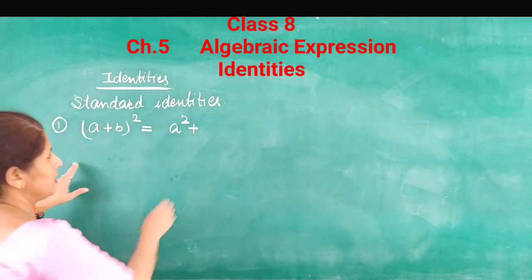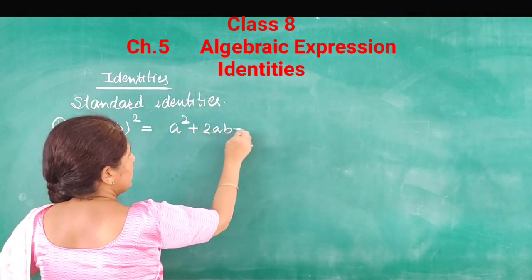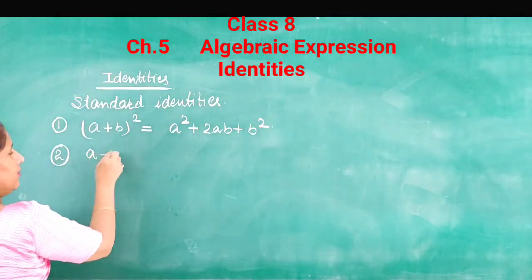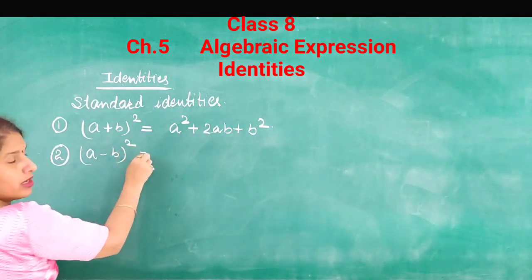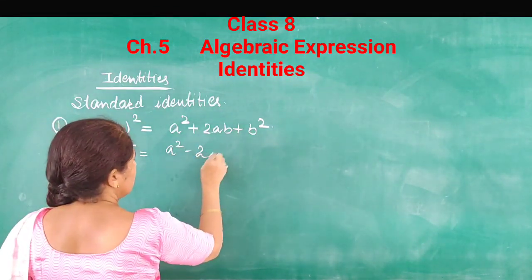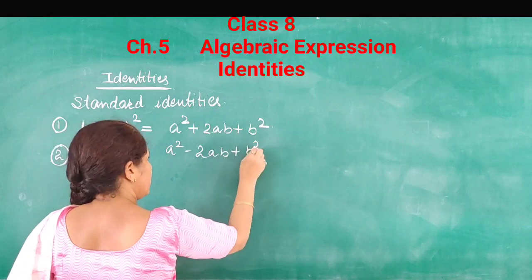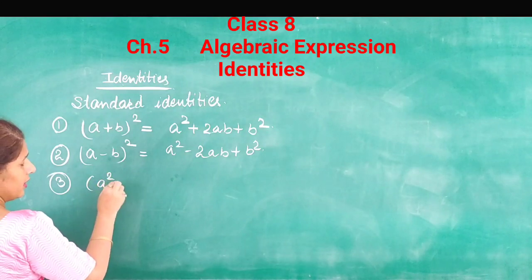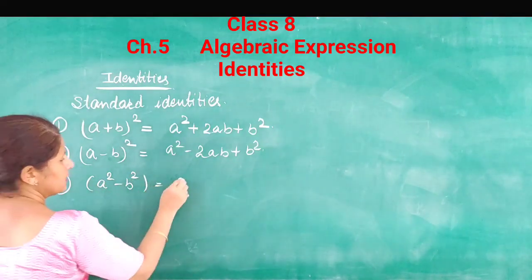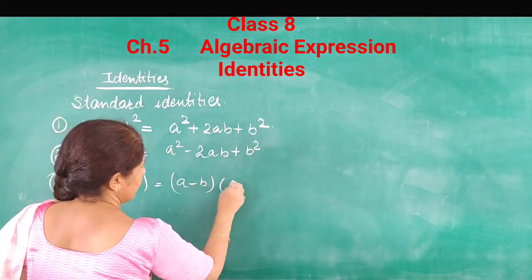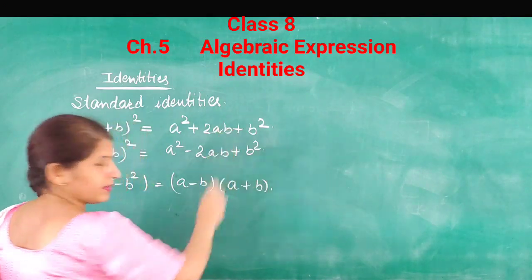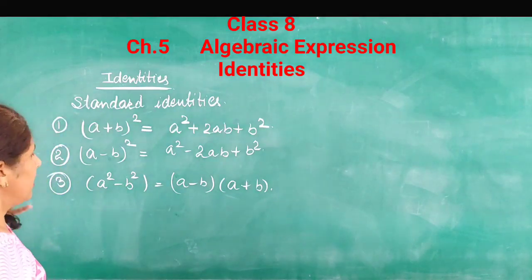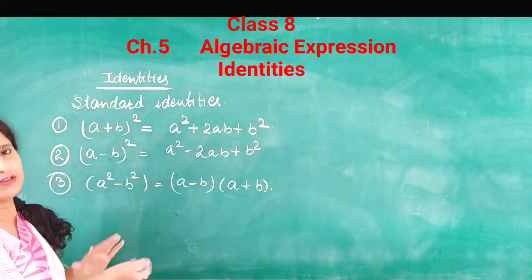A plus b whole square is a square plus 2ab plus b square. Second is a minus b whole square is a square minus 2ab plus b square. And third one is a square minus b square is a minus b times a plus b. In this chapter we will study these three standard identities, and these identities will be used vice versa.